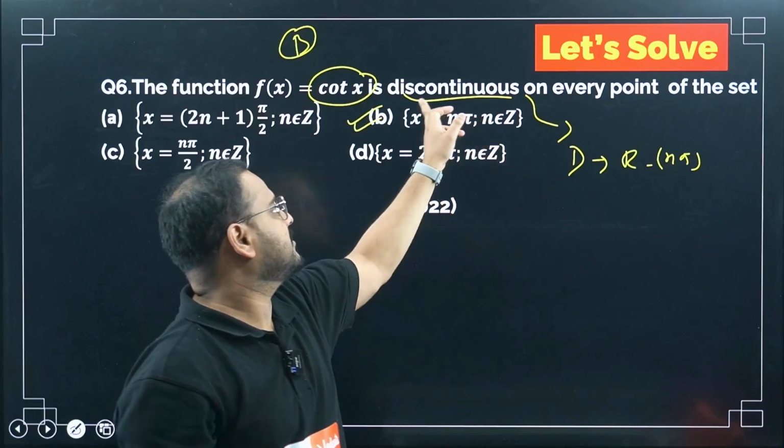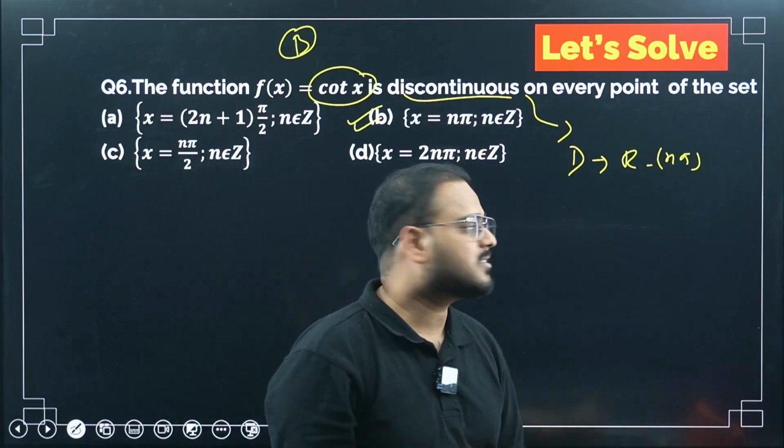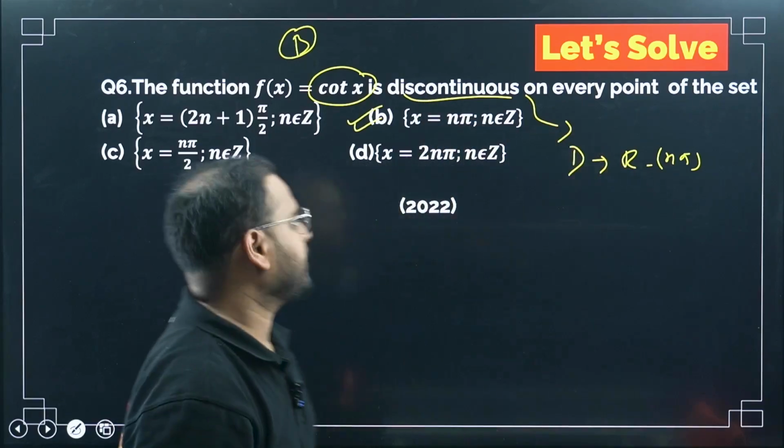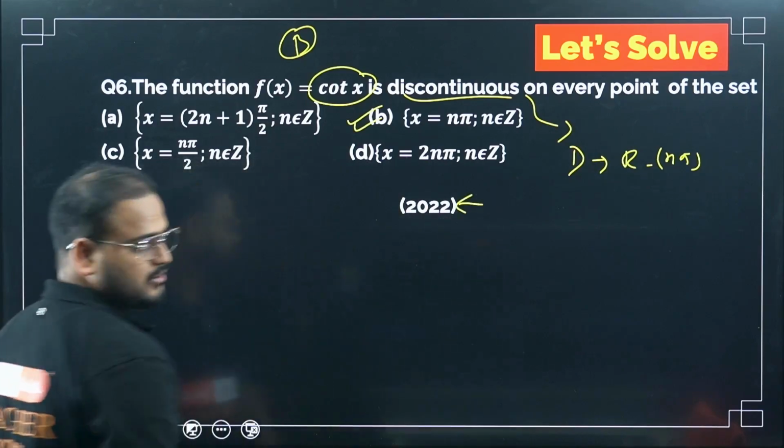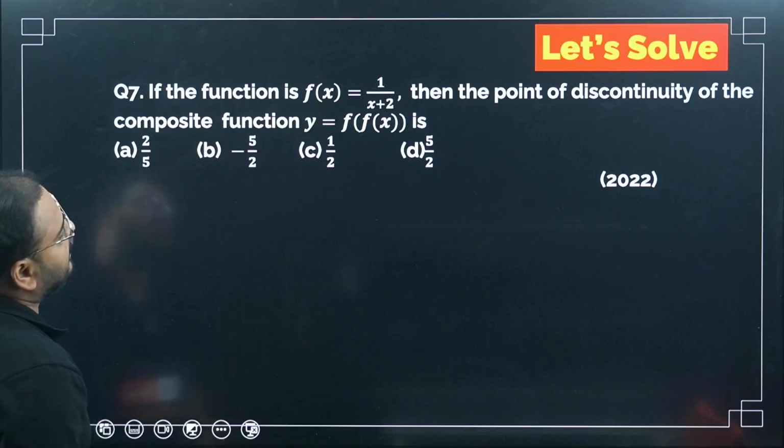So what is the answer? Discontinuous at n pi, because the domain is except for n pi. So the answer is n pi. Easy, very simple. Asked in 2022. See, such an easy question. Not even 1 second it took to write the answer.